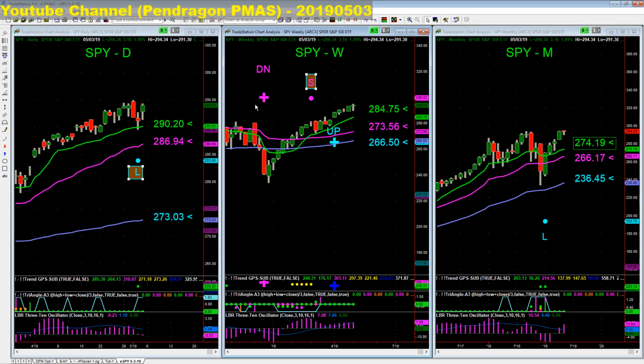Now, every time we see a pink cross where DN stands for down, that means the beginning of a downtrend. This signifies the beginning of a downtrend. It does not mean it's a short signal yet. For a short signal, you have to see this S. And here we see UP, a blue cross, cyan cross, and UP stands for uptrend. So every time you see a blue cross, that means the beginning of an uptrend. So that's one of the 2 trading signals, part of the 3-2-1.